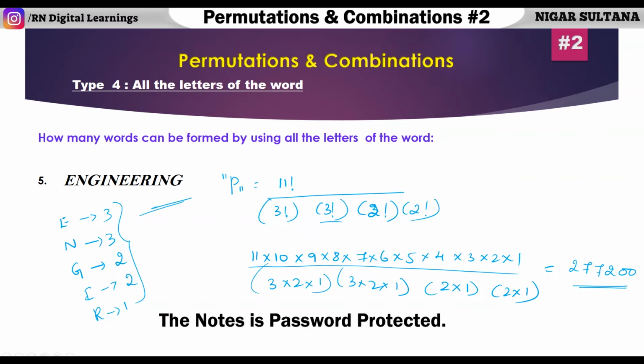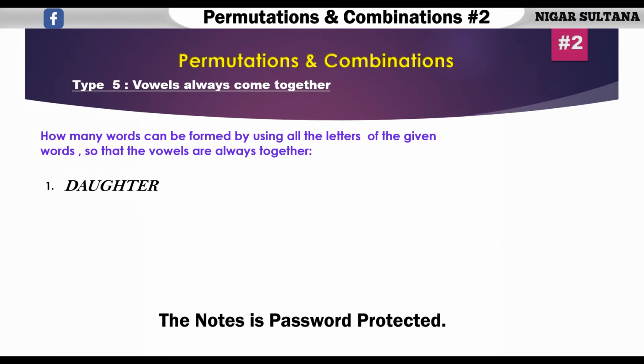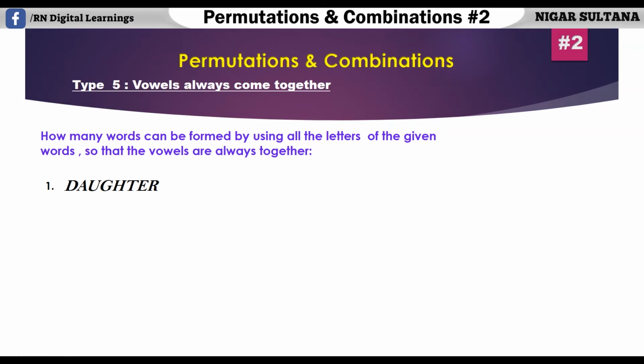So these are the possible ways of arranging the letters of the word engineering. So now let's see the next type. Next type is vowels always come together. When they have given any word, there are 2 cases. First is vowels come together, another is vowels never together.